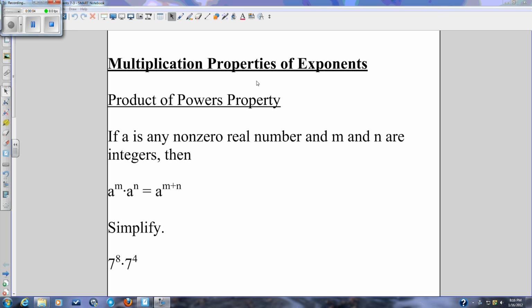We're going to be talking about multiplication properties of exponents. And we're going to start with something called the product of powers property. If a is any non-zero real number and m and n are integers, then a to the m times a to the n equals a to the m plus n. In other words, if the base is the same, you just add the exponents together.